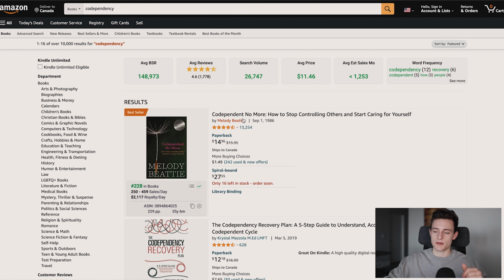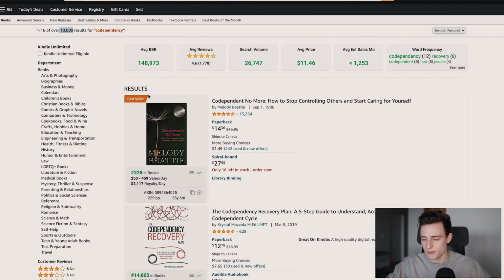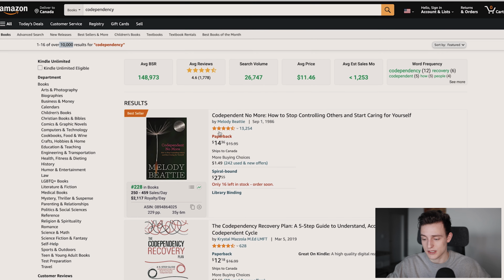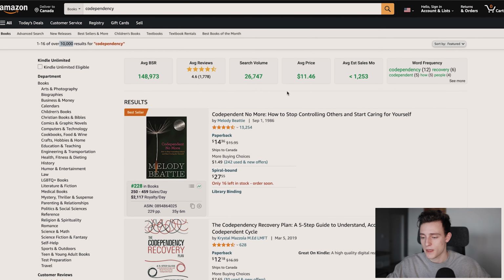My final example is this one right here, codependency. You can see it has a little bit lower competition, 10,000, which is doable, which is a great sign. The average BSR is below 200K, okay? There are some books with thousands of reviews on the first page. Keep that in mind, okay? This one has 13,000 at the top. This is the bestseller. But the search volume is in that very good range.